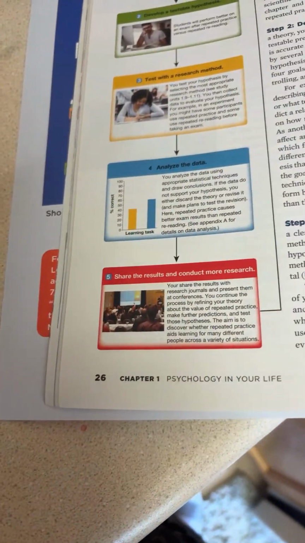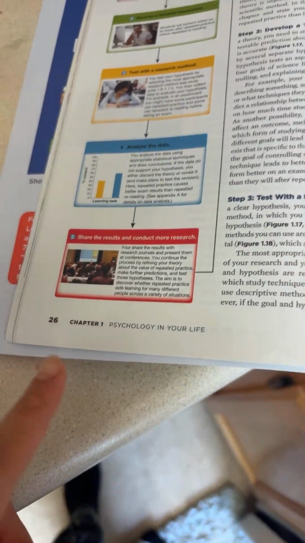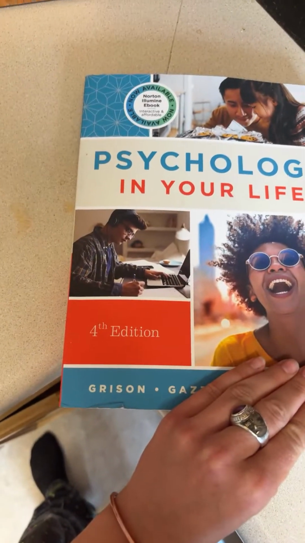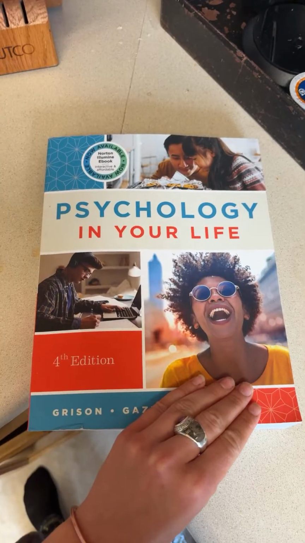And today, we will be turning our papers to this page. It is page 26, chapter 1, Psychology in Your Life. This is what the book is looking like. It is the 4th edition. A lot of the editions look the same, so just look for the number and you'll find it.